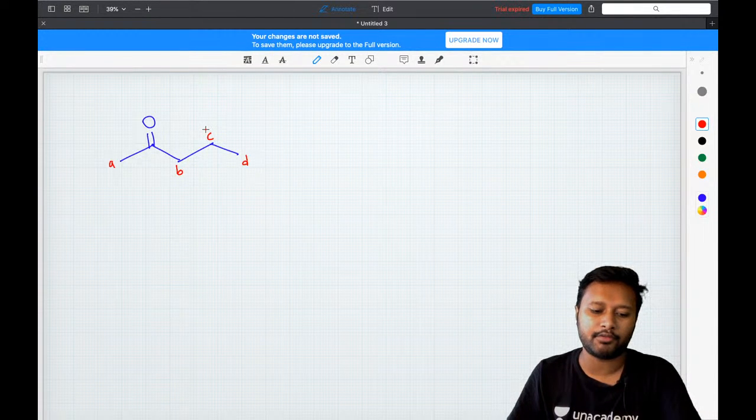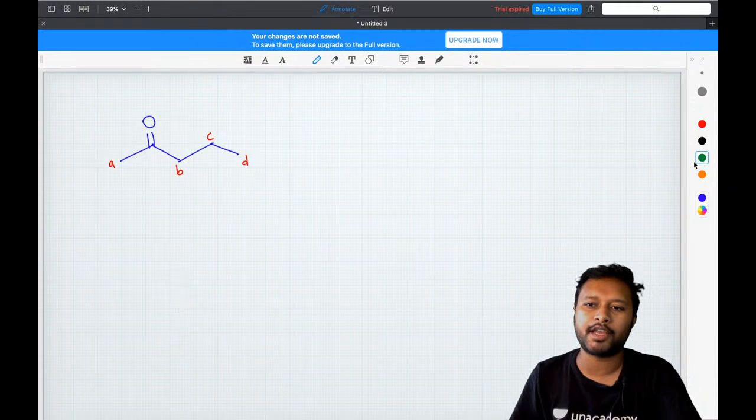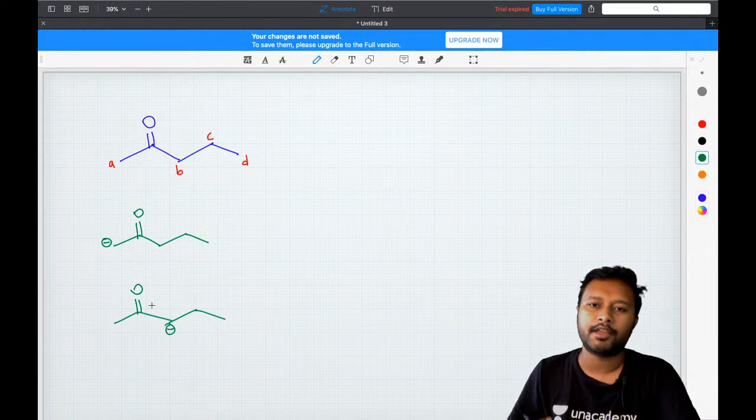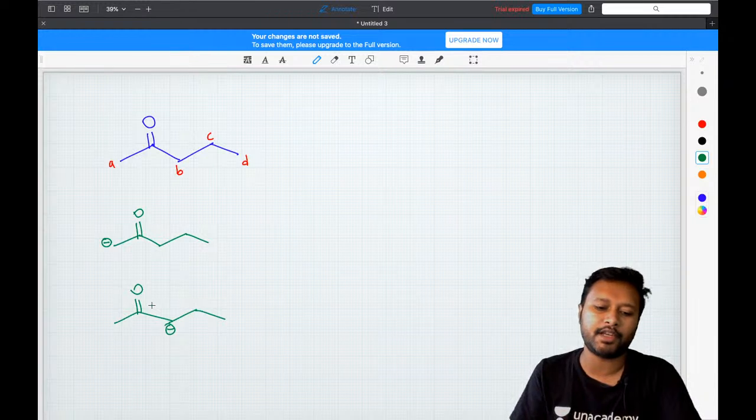The basic way to go about it is, first of all, you draw the carbanion at all these places. Let me draw it. If I draw a carbanion at A, this is what I will get. If I draw a carbanion at B, this is what I will get. Acidic hydrogen means you are removing an H plus ion. Once you remove the H plus ion, you will get a carbanion. So that's what it is.